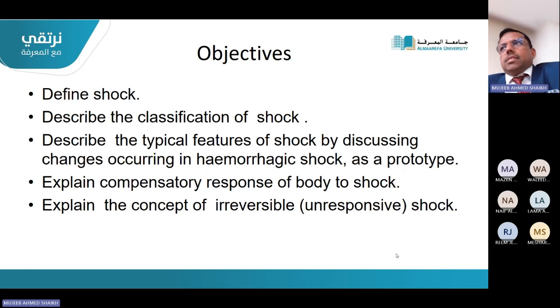So basically, the principle of shock is that whenever, because of any cause, the organ, tissue or cell is not receiving the required amount of oxygen, it will start to function abnormally due to severe cellular hypoxia. The main feature is cellular hypoxia, which will lead to a condition called shock. So this is our topic.